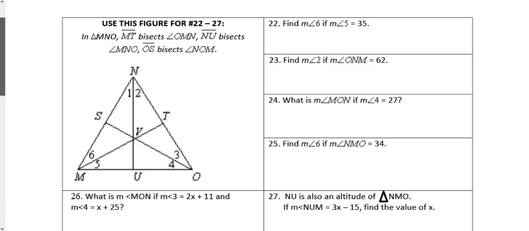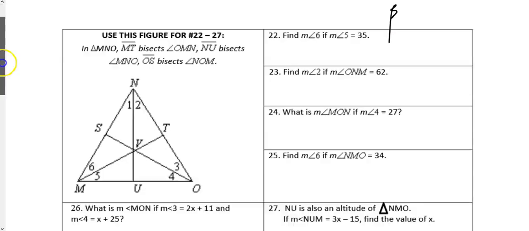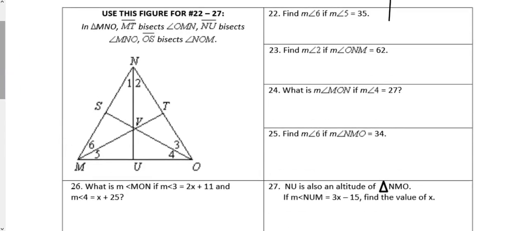So 5 and 6 are equal. NU bisects MNO, so 1 and 2 are equal. And OS bisects NOM, so 3 and 4 are equal. So, find the measure of 6 if 5 is 35. Well, that's not right. Try that again. Bisect means they're the same.